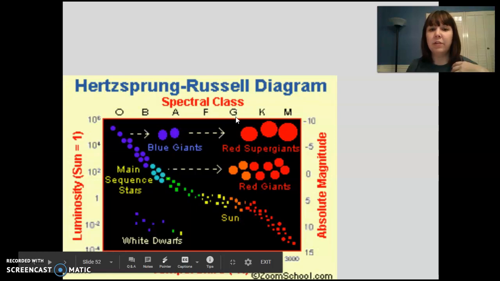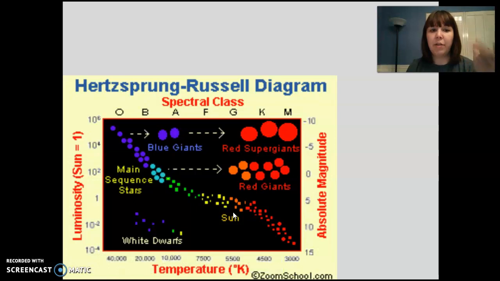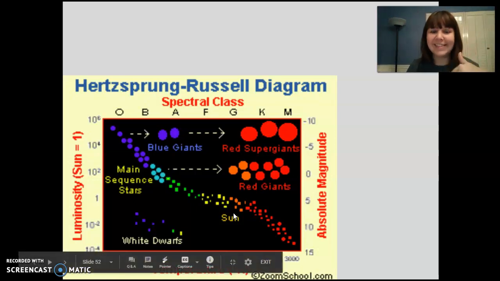We're right in here. There's G-class right there. We're in this G area. We are about 1/3 of the way down in brightness, 1/3 of the way down in temperature, and 1/3 of the way down in size. So we're not small, but not very big and impressive either.